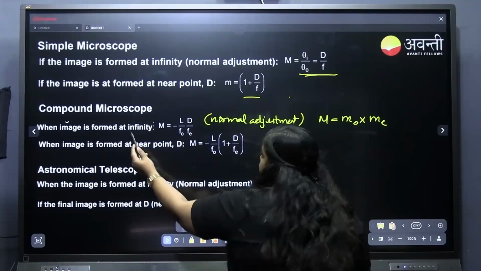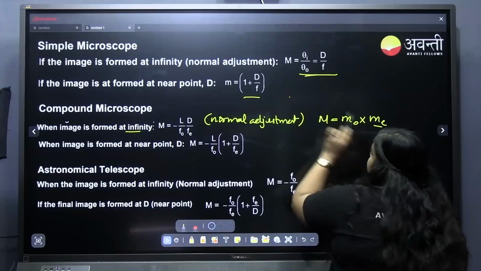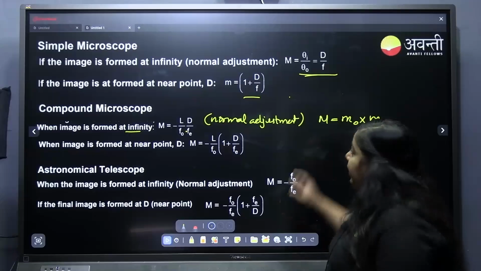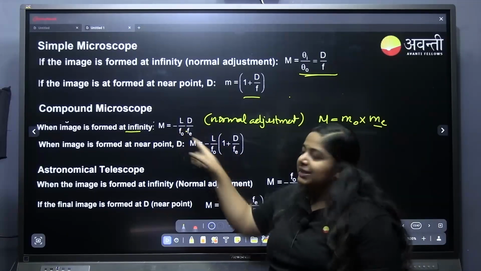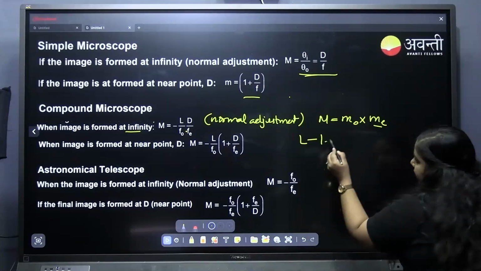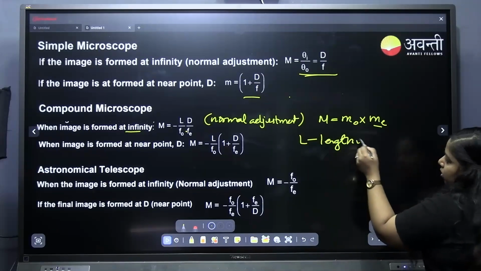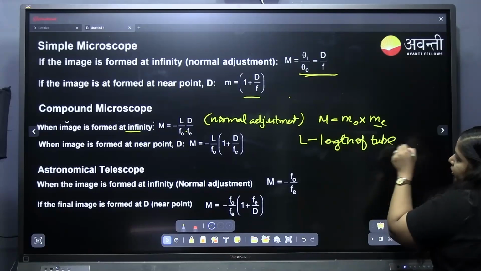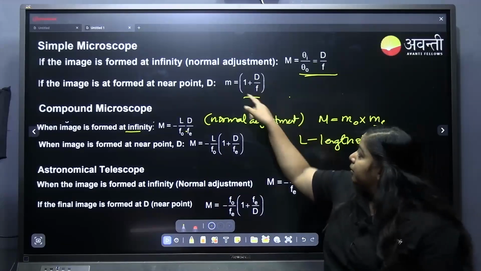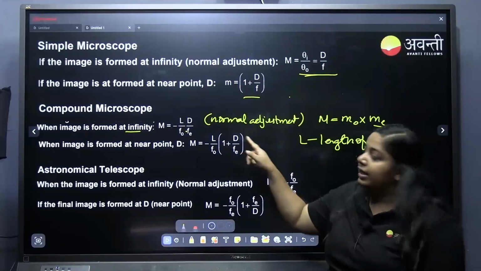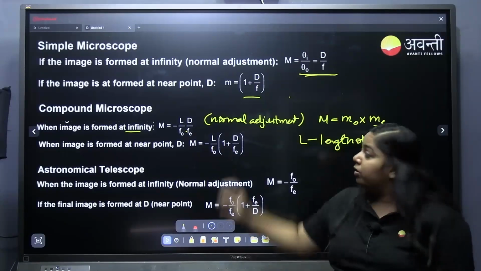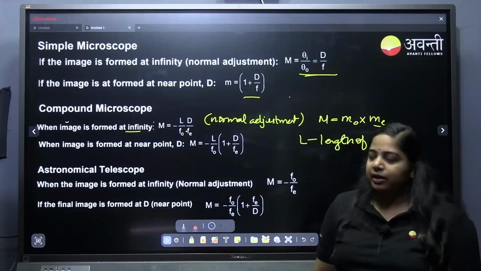As you can see, the image is formed at infinity. For the eyepiece, with the image formed at infinity, we directly use the formula d by fe. For the objective, it will be minus L by FO, where L is the length of the tube. Next, if the image is formed at the near point, the eyepiece formula is this, and the objective formula has no change, minus L by FO, and we are keeping this formula here.